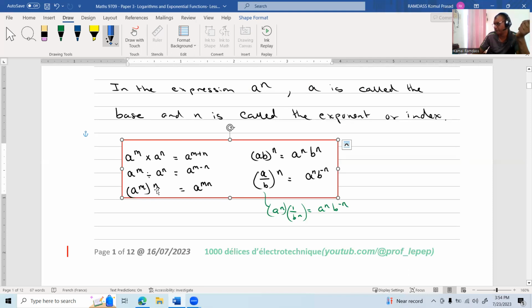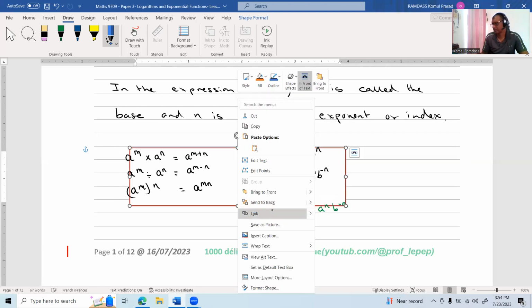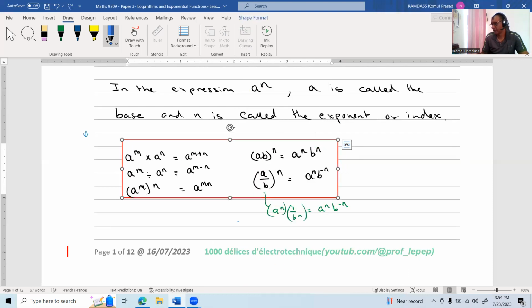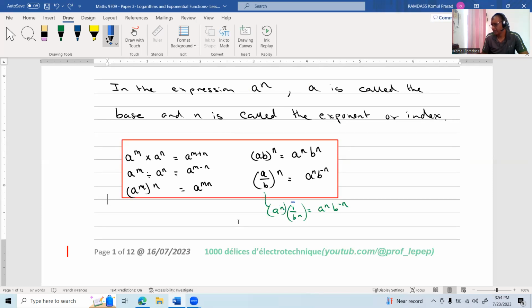Et ça, c'est appelé ça the power rule. Et aussi, AB to the power of n is equal to A to the power of n, B to the power of n, and A divided by B to the power of n is equal to A to the power of n, B to the power of minus n. Et ça, nous sommes capables de faire ça comme ça. A to the power of n multiplied by 1 over B to the power of n, et 1 over B to the power of n is equal to B to the power of minus n.